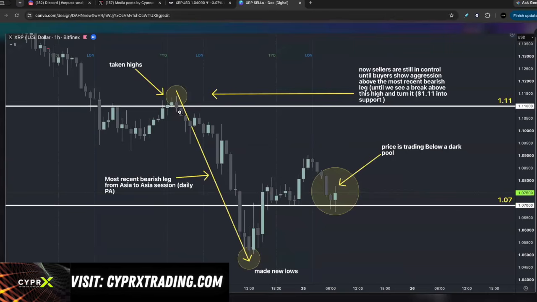So in the next screenshot, it says, now sellers are still in control until buyers show aggression above the most recent bearish leg, which is from A, or this yellow circle, where we had taken highs from yesterday's daily high and made new lows beneath two different dark pools, the $1.11 and the $1.07. And I said here in this note, until we see a break above this high and turn $1.11 back into support, we are still operating in this bearish leg.